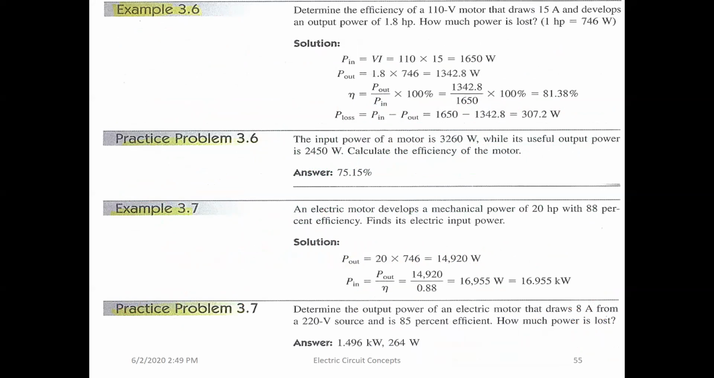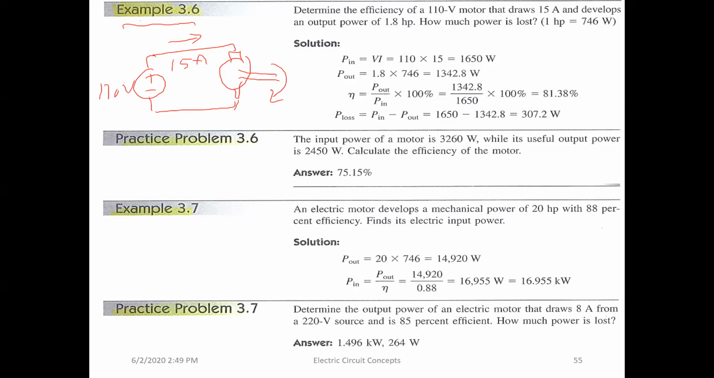Okay, let me go over this example here. Determine the efficiency of a 110 volt motor that draws 15 amps. So we have a motor here, so draw a motor like this. That motor is connected to 110 volts and is going to draw 15 amps. So we have the voltage across the load or the motor. That motor will develop an output. Usually an output is like a mechanical load. This will be a shaft, and the shaft is rotating.